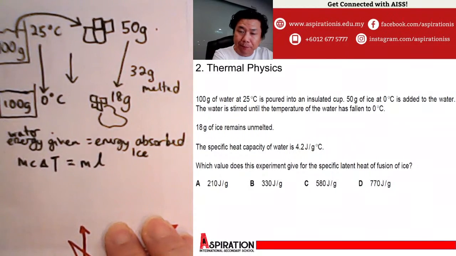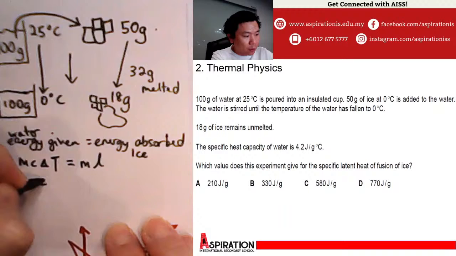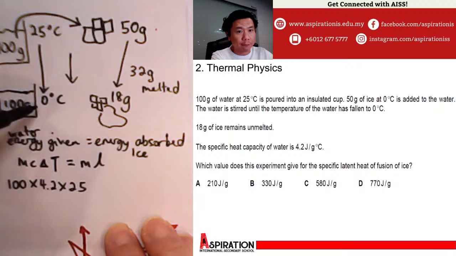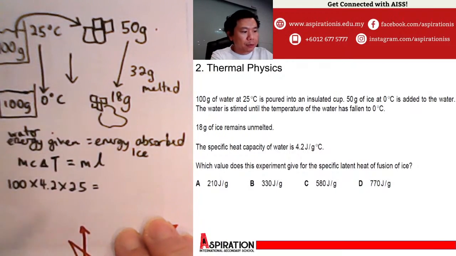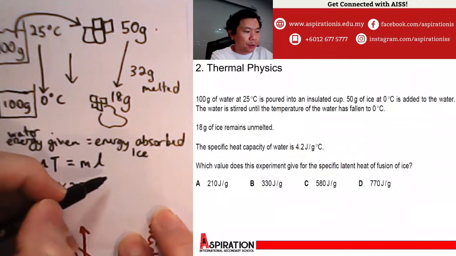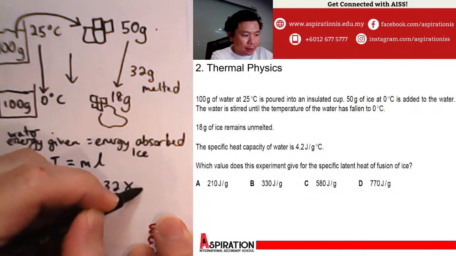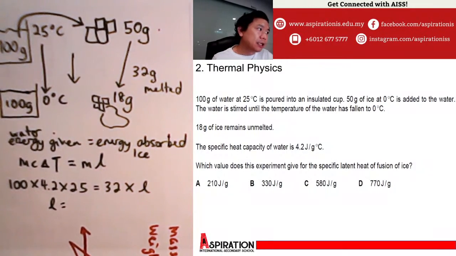Do you all follow so far? So for the mass, we got to use the mass of the water. The c, we got to use the c of the water. And the temperature change is 25 because the temperature did change from 25 to 0. Is that clear? If you have any questions, please continue asking them. Now, the energy absorbed by the ice would be the mass of ice that melted, which is 32 times L. So then you find L, and that would be your answer.